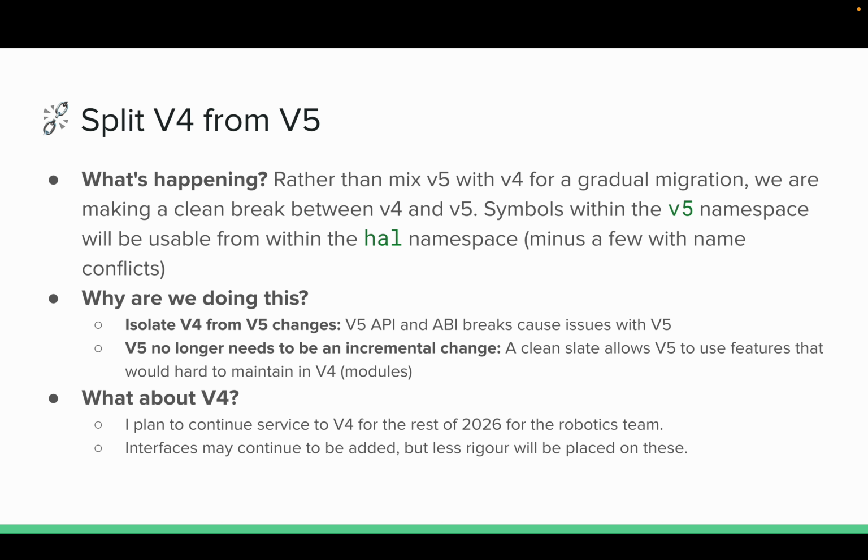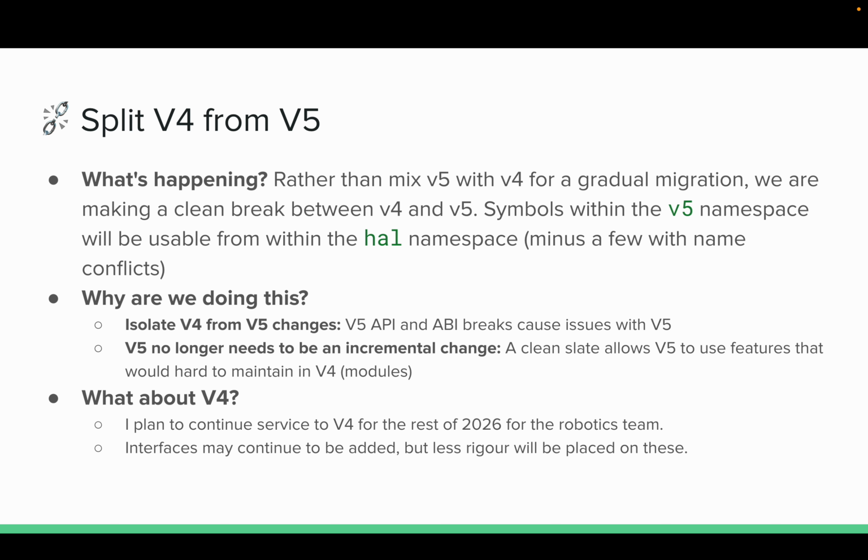But the symbols in v5 that we think are appropriate for v4, like velocity servo and open loop motor and those kinds of things, are being moved into the hal namespace so you can use them normally in v4. There's one thing that doesn't do that right now, and that's v5 serial, because it conflicts with hal serial. I'm thinking about making a using namespace for that, which is like serial v2, since it's the second version of it.